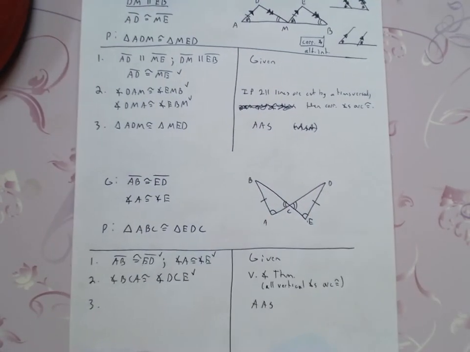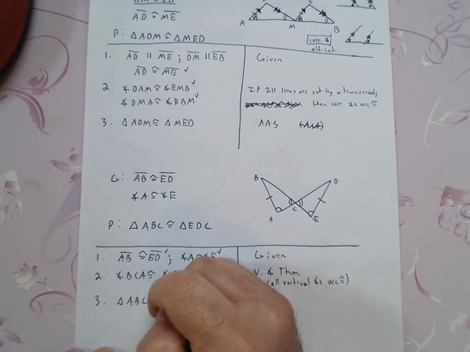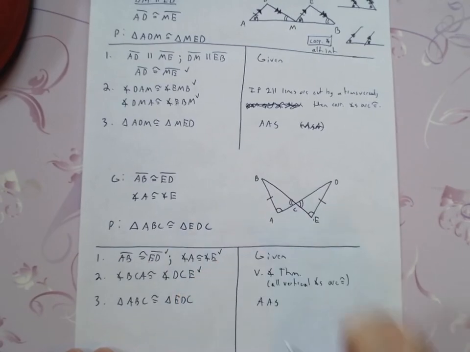There's my second angle. And so now I know my triangles. Triangle ABC congruent to triangle EDC. Done.